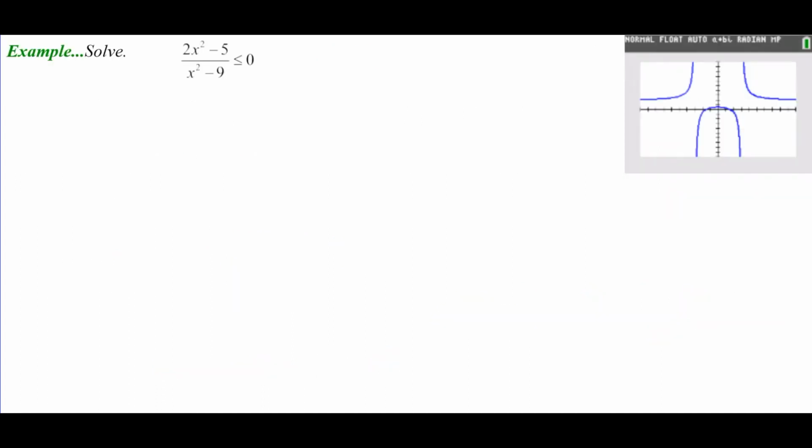All right, so here's a second example. A single rational expression less than or equal to 0. So I can work algebraically or from the graph here. If I work algebraically to find my undefined values, I'm going to set that denominator equal to 0. I'm going to get x is plus or minus 3. So on my number line, I'm going to have -3, again, undefined. So I'm going to put the open circle there, and then +3, undefined.